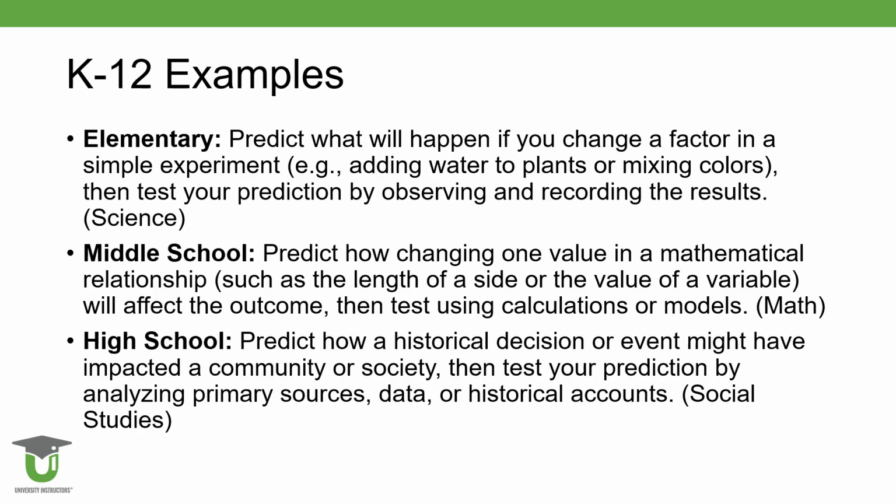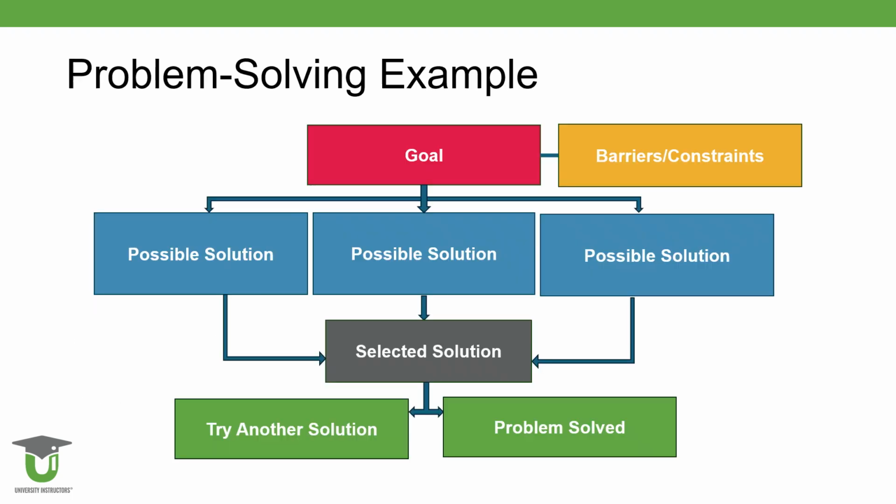And in high school, we could ask students to predict how a historical event or decision might have affected a community or society. Then have them test their prediction by examining evidence, like primary sources or historical data. This approach helps students think critically and analytically, and it encourages reflection on how evidence can confirm or challenge their initial ideas. Problems involve obstacles and constraints.